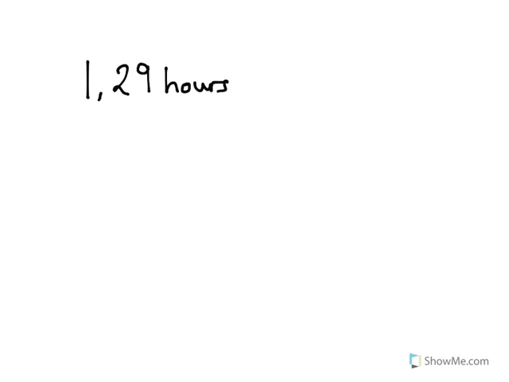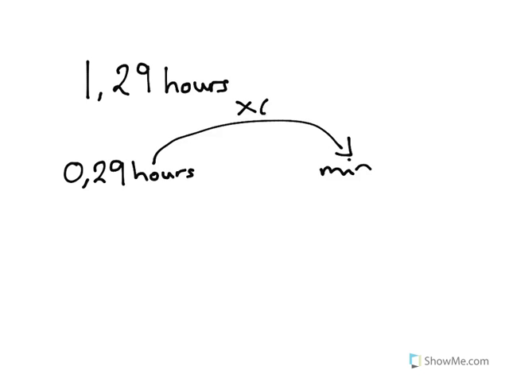Well, that doesn't really tell us very much, except in decimal time. We don't usually talk about decimal hours. So we will have to convert the 0.29 hours into minutes. We convert hours into minutes by multiplying by 60. So if we calculate 0.29 times 60, that gives us 17.4 minutes. So we know it's 1 hour. We know that it's 17 minutes.